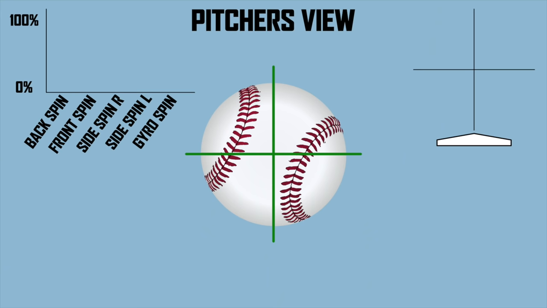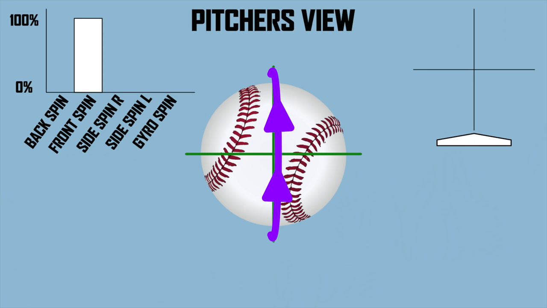So, what if the ball is spinning like this? Well, this would mean the back of the ball is spinning up and the front of the ball is spinning down. Now, when you're talking about anything but gyro spin, it's important to understand that it's really the direction the front of the ball is spinning. So we would all know this pitch as a dead 12 to 6 curveball. The front of the ball is spinning from the top 12 to the bottom 6.